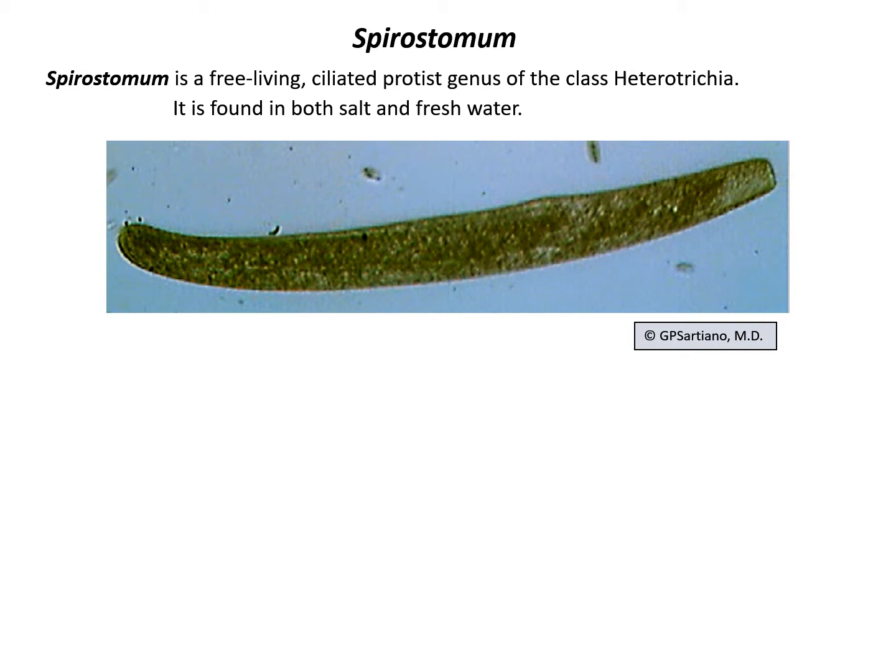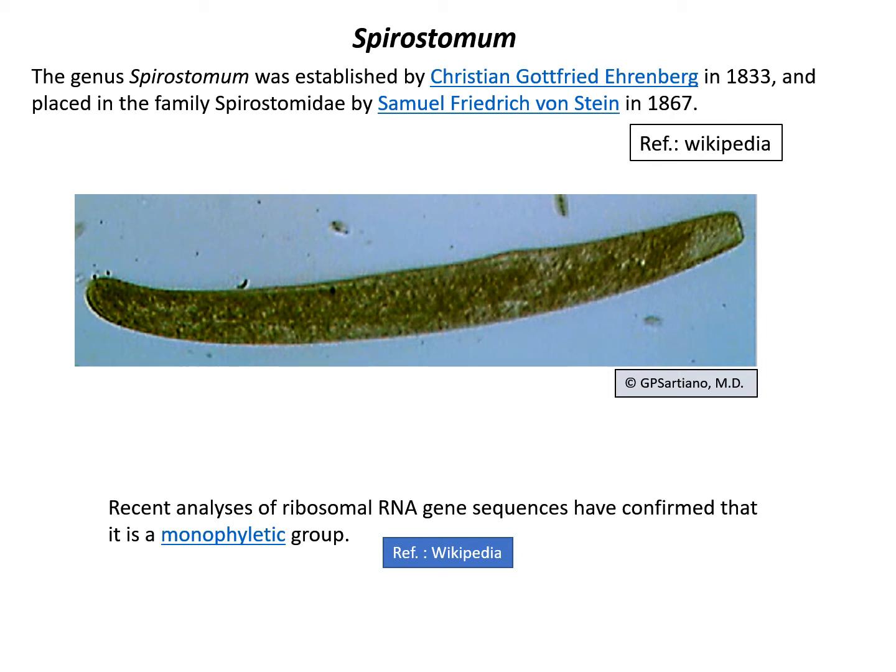Spirostomum is a free-living, ciliated protist genus of the class Heterotrichia. It is found in both salt and fresh water. The genus Spirostomum was established by Ehrenberg in 1833 and placed in the family Spirostomidae by von Stein in 1867.